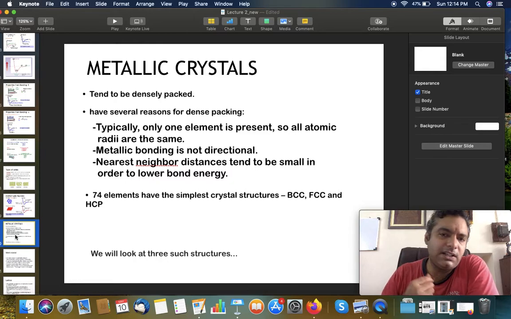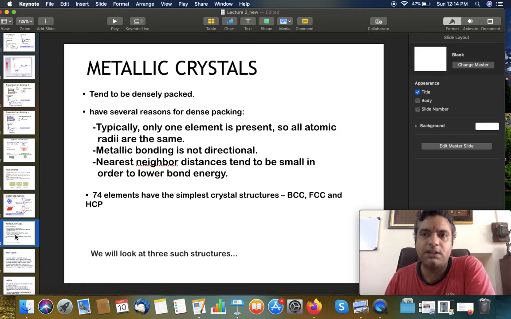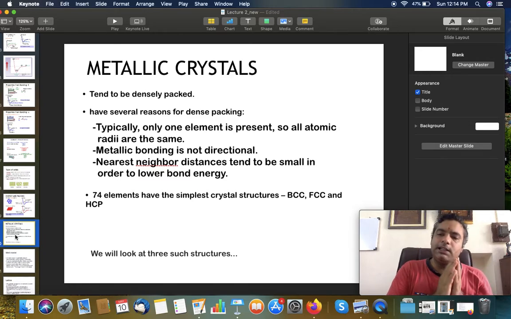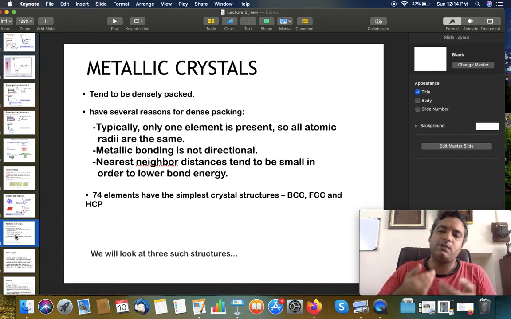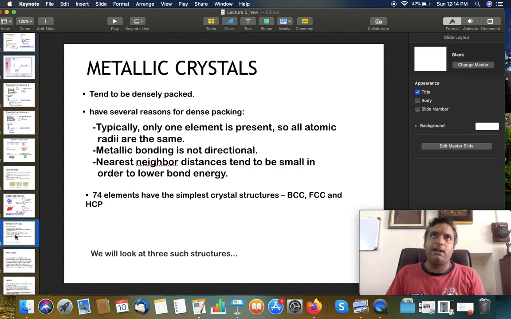And there are several reasons for this dense packing. Usually only one element is present. Mostly in the bulk of a metal there are no impurities. Typically there should be no impurities. Only one element is present, so all the atomic radii are the same. When all the atomic radii are the same, it is very easy for the metals to come together and share electrons with each other. When they start to share electrons, a bond is formed and the bond becomes extremely strong.